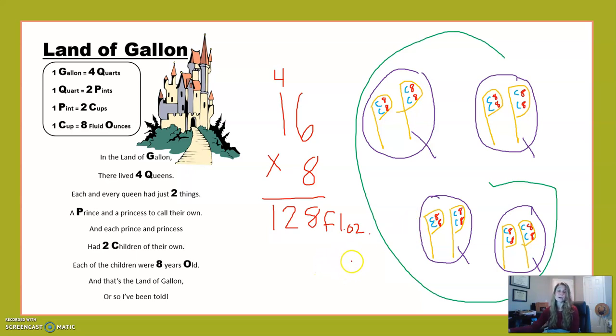So just remember, in the land of Gallon, there lived 4 queens. Each and every queen had just 2 things, a prince and a princess to call their own. Each prince and princess had 2 children of their own. Each of the children were 8 years old, and that's the land of Gallon, or so I've been told. If you can remember that song, you can remember how to draw your land of Gallon.